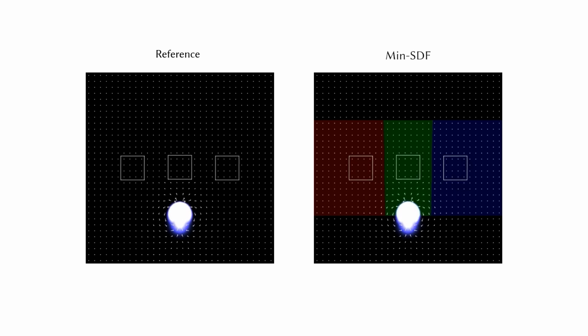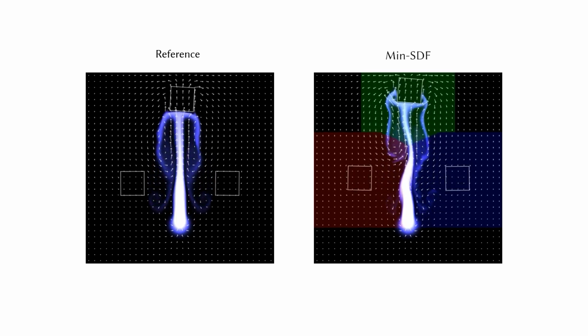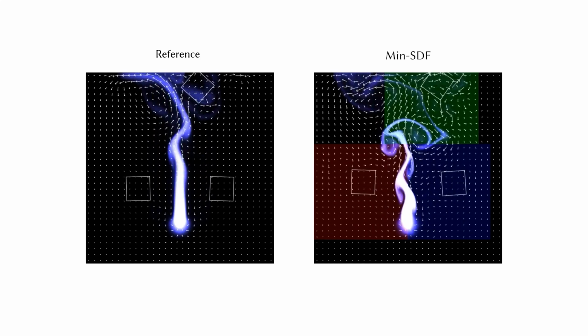Here we see that blending information from several independent local grids produces a behavior that is similar to a reference simulation.